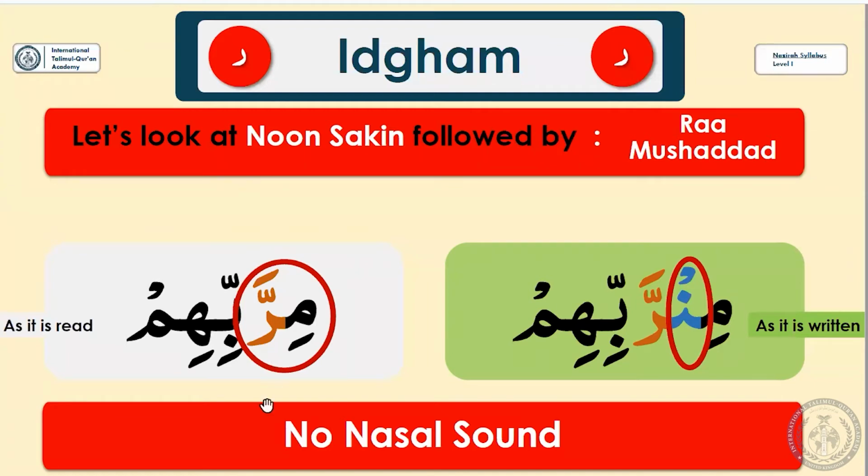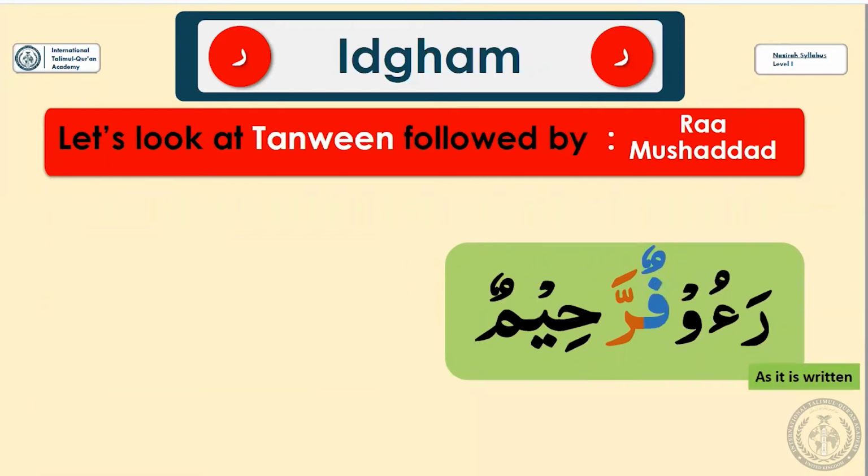That means there will actually be no nasal sound. I join the mim and the ra and ignore the noon, and therefore there won't be any nasal sound. So I would read it as mirra, and altogether I would read it as mirra bihim. Okay, let's have a look at another example.